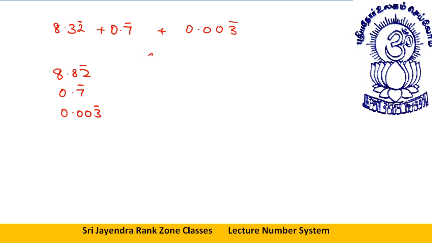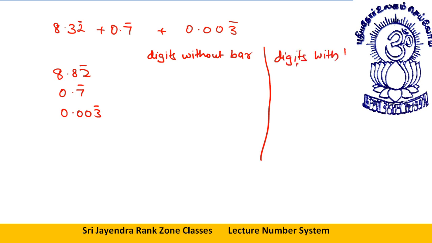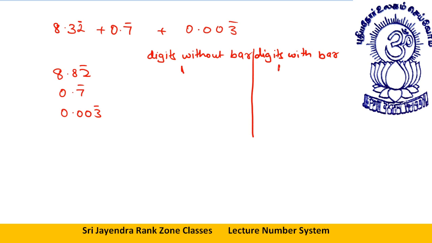First of all, digits without bar, then digits with bar. 8.32 has how many digits without bar? One digit without bar, one digit with bar. 0.7 has zero digits without bar, one digit with bar. 0.03 bar has two digits without bar and one digit with bar.